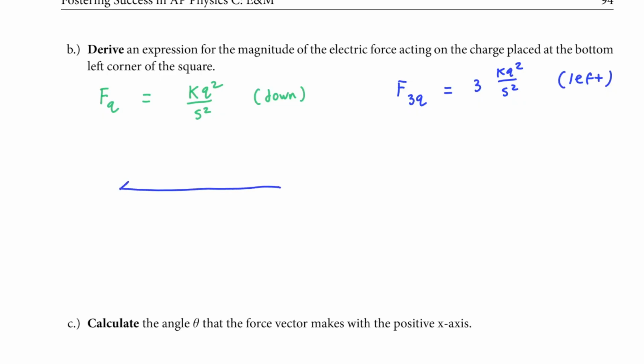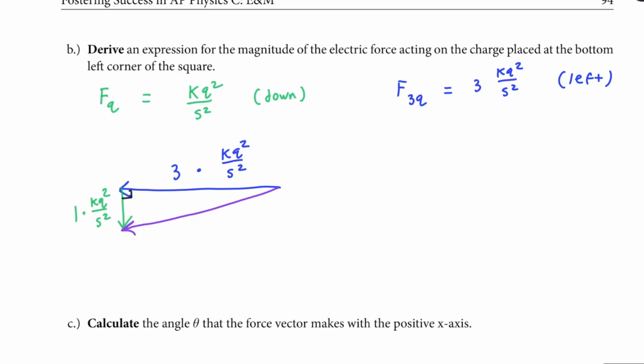So I'm going to draw myself a nice long force here. So this is 3 KQ squared over S squared. And then my downward force is only 1 KQ squared over S squared. And I'm interested in calculating this slant length right here. And this is a right triangle, regardless of how I drew it. So we can just find its magnitude using the Pythagorean theorem.